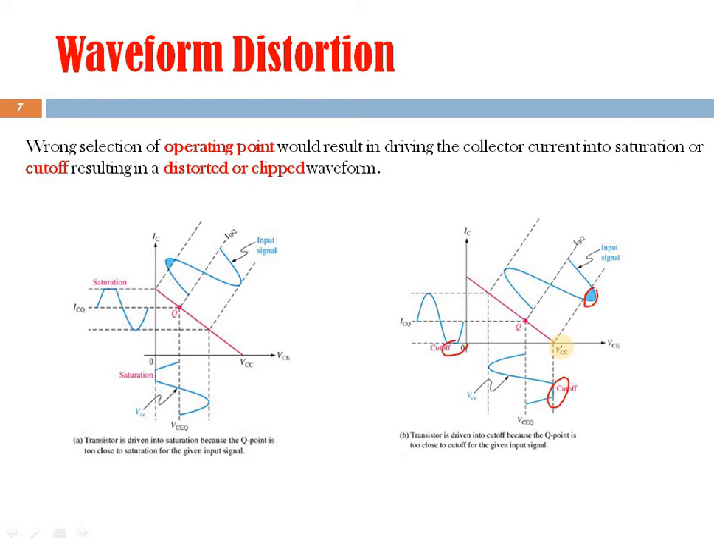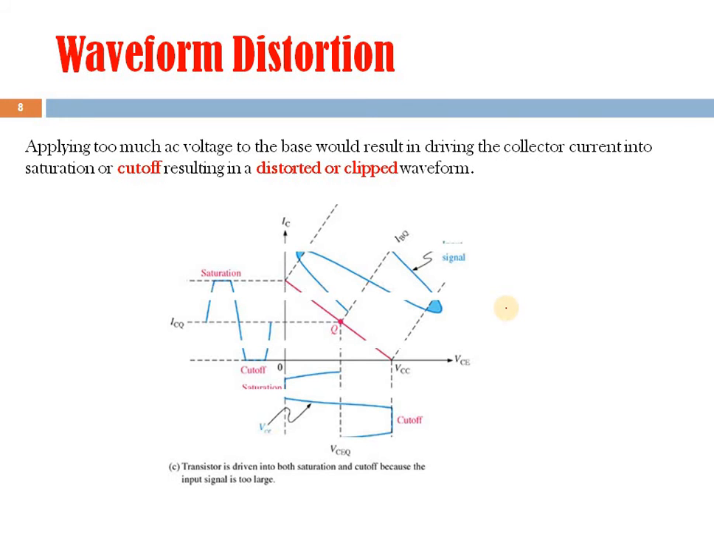But don't think that if you have chosen the operating point exactly at the center, then the job is done. You have to be careful again. For example, if you see here, the operating point is exactly in the center, but if you apply too much AC voltage to the base, right? For example, if you apply a very high base voltage, there is a large variation in the base current, and this large variation in the base current means there is a very large variation in the collector current, and you see the collector current enters into saturation or cutoff. In this case, on one half cycle it's entering into saturation, and on the other half cycle it is going into the cutoff.